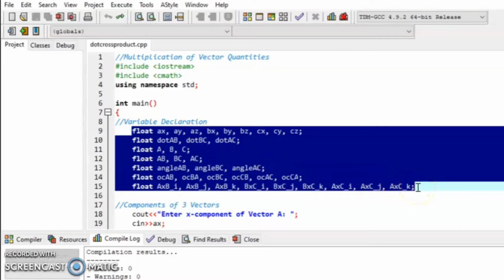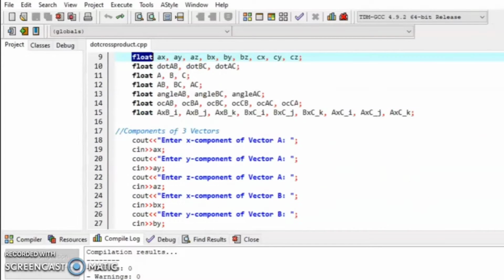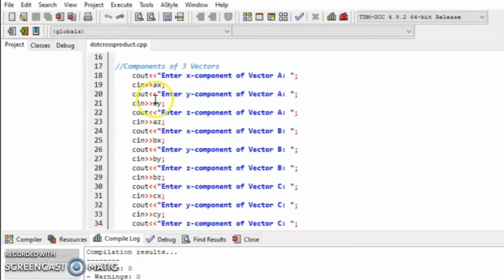So first, we need to declare our variables. These are the variables that we will use in our entire program. And we use the floating point data type in order to show the decimal values. Next, the components of the vectors, the x, y, z components of each vector.